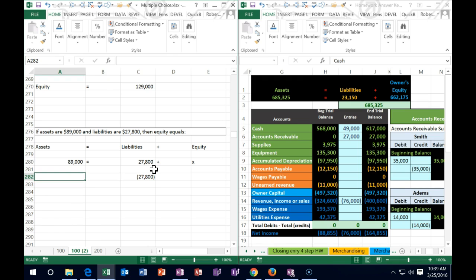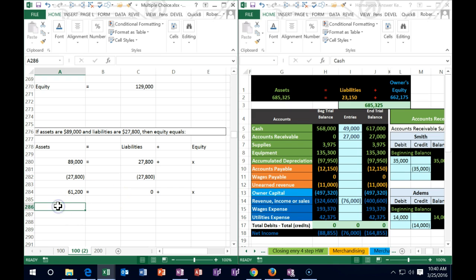So we're going to subtract it over here, so we can solve for X. Then this equals 89 plus the negative number, bringing it down to the 61,200. So that's what assets are now. Here's our equation now: this equals that. Liabilities are 27,800 plus the negative. That's why we did this, to bring it to 0. And then plus, we know that this is X. So in essence, X equals 61,200.